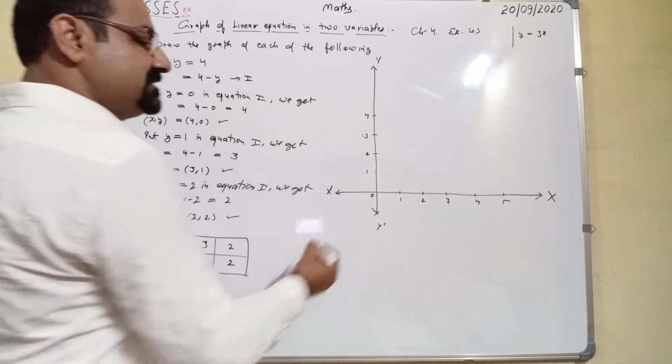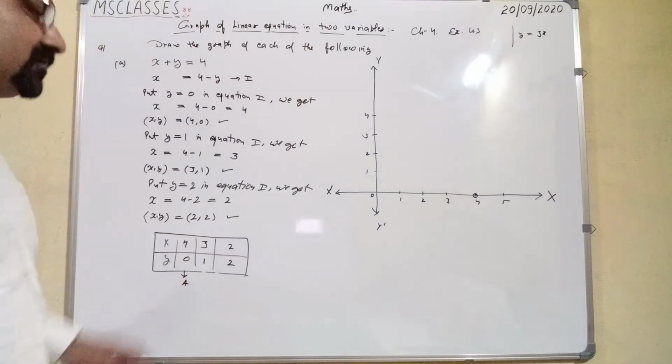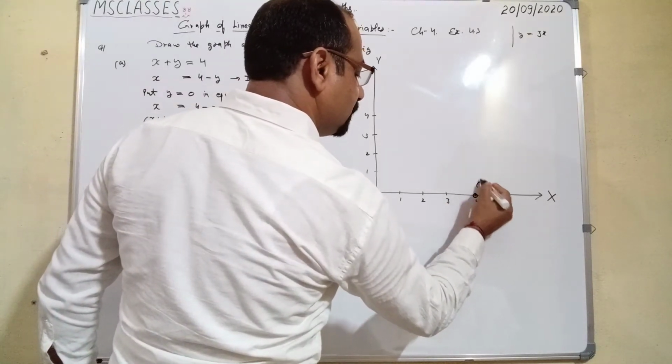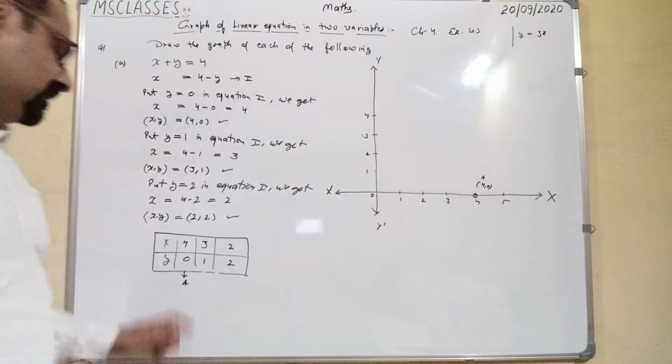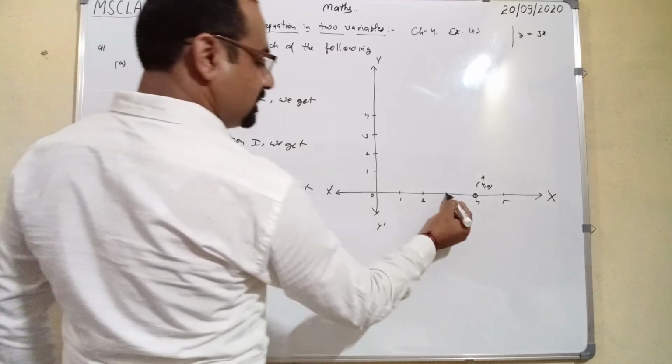So guys, your first point is 4 comma 0. The value of x is 4 and the value of y is 0. So this is the first point, 4 comma 0. Right. Second point is x is 3, y is 1. So x is 3, y is 1.